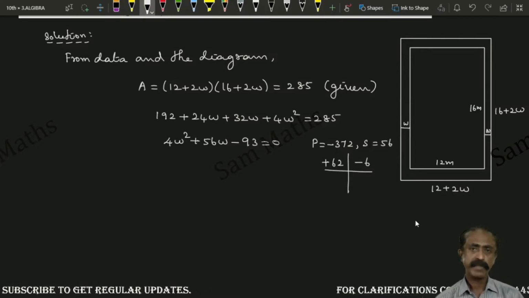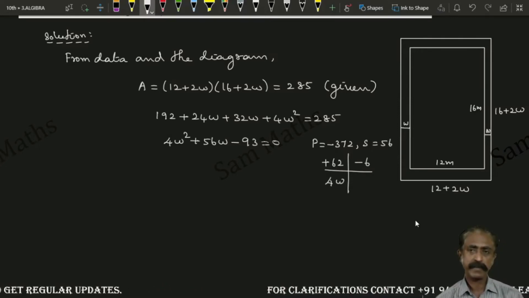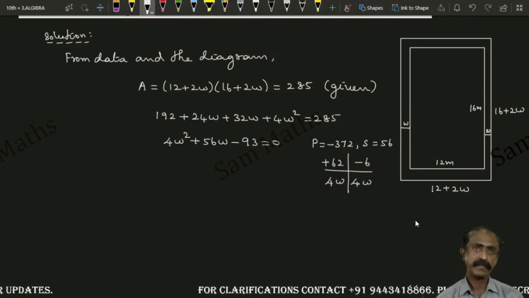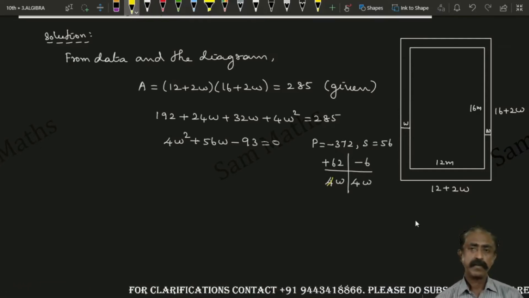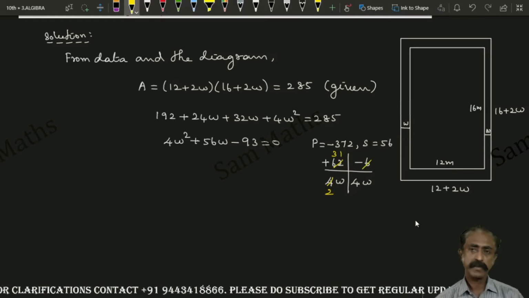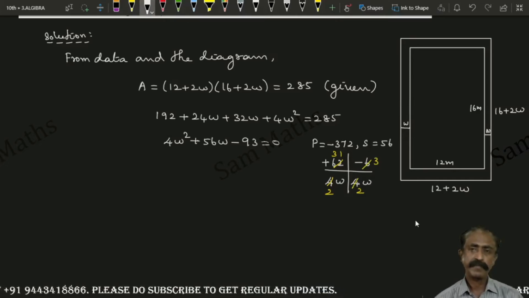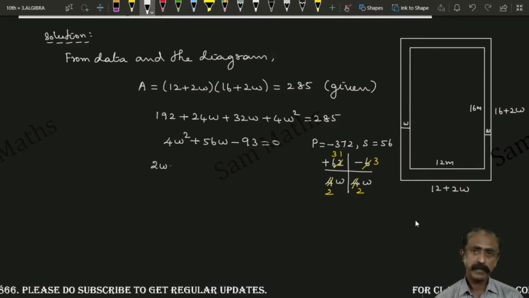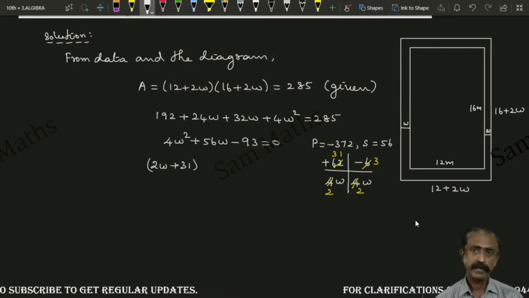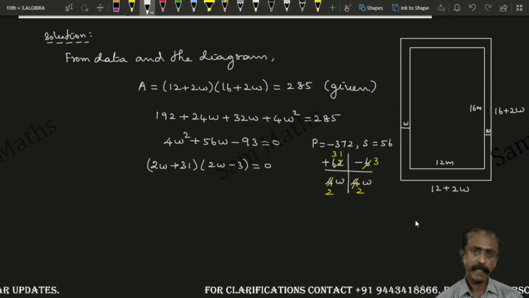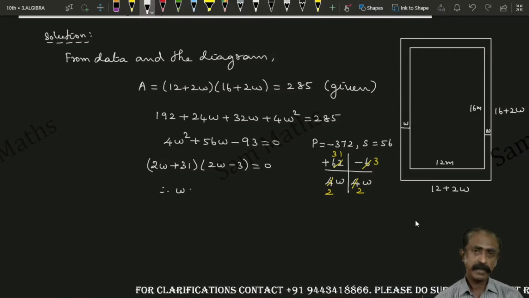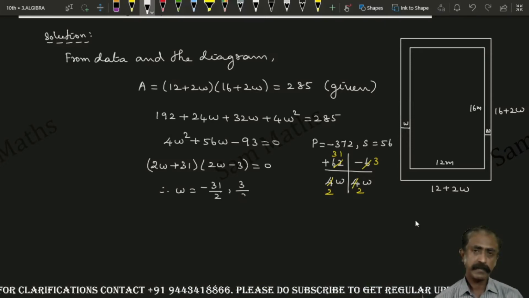This is plus 4W square is there. So you can divide by 4W. You can cancel with the common factors. It's 2 and this is 31. Here also with 2 you can do 3 and this is 2. Therefore, we are getting this is 2W plus 31 into 2W minus 3 equal to 0. Therefore, W is equal to minus 31 by 2 comma 3 by 2.